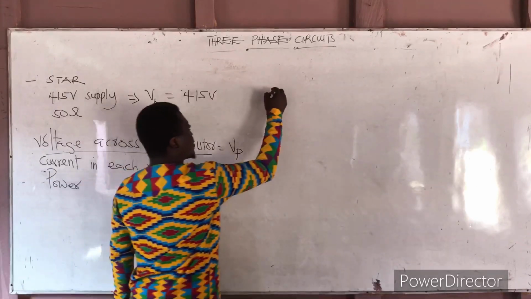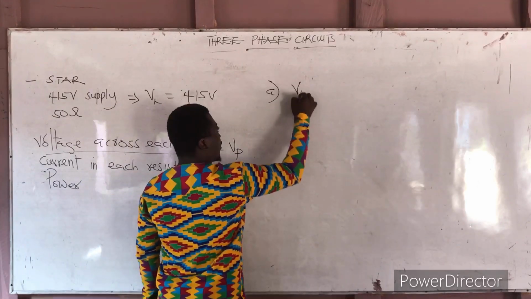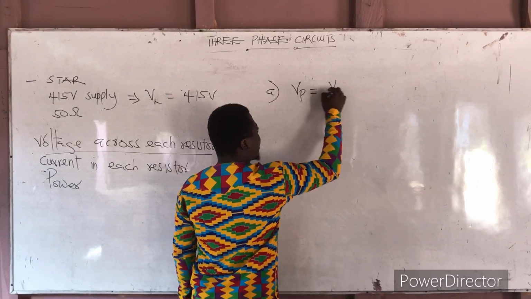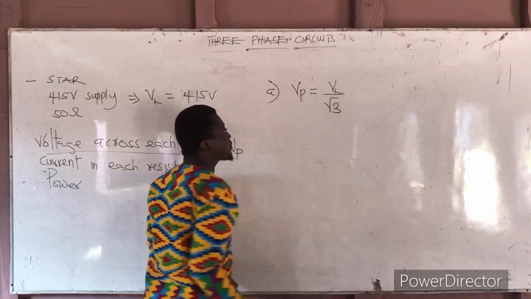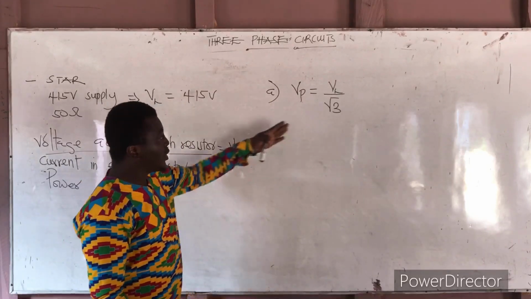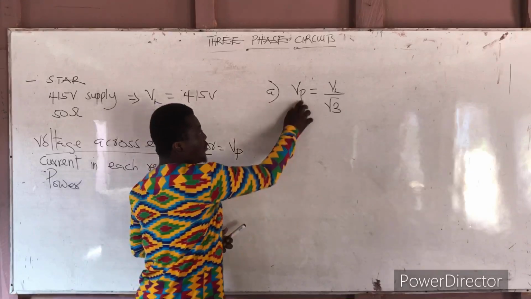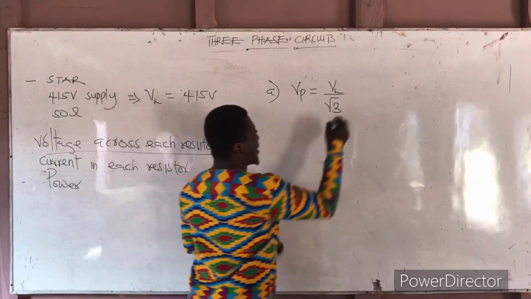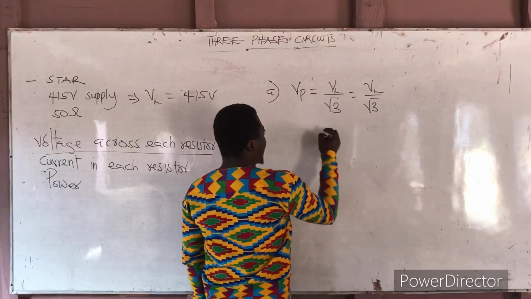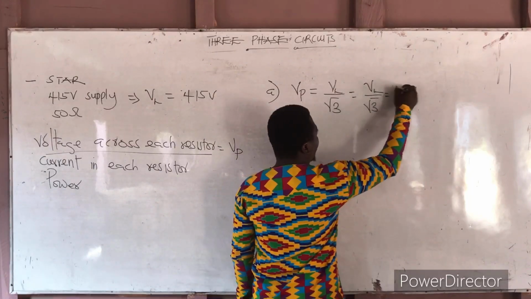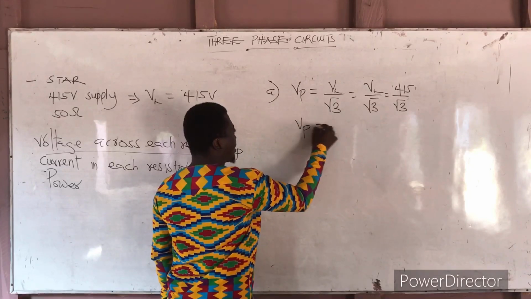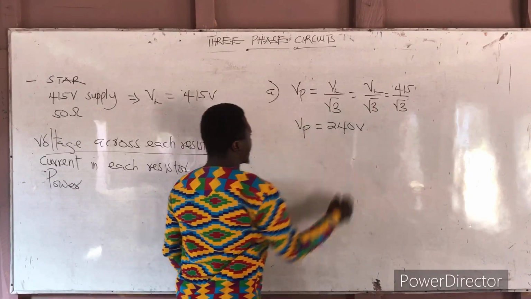So the phase voltage, let's pick A. Phase voltage is equal to the line voltage over root of 3, because we've established in the previous video that the line voltage is equal to root 3 times the phase voltage. If you need the phase voltage, you just make the phase voltage the subject. So you get VL over root of 3. And what is our VL? That's 415 over root of 3, and you get the phase voltage to be equal to 240 volts.